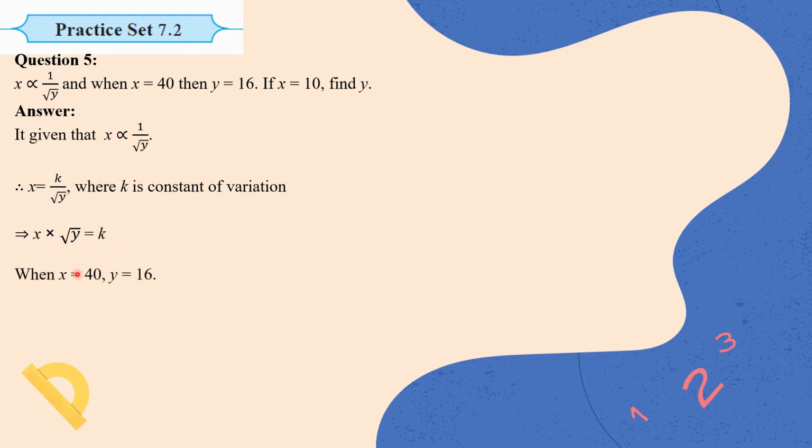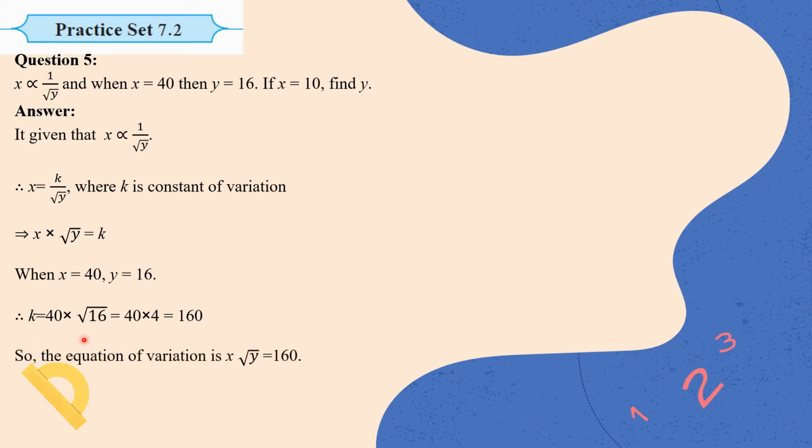Now in the question it is given when x is 40, y is 16. Substitute the values of x and y in your equation of variation and find out the value of k, that is constant of variation. So you'll have k equal to 40 into under root of 16, and we know square root of 16 is 4. So you have k is equal to 40 into 4, which is 160. So the value of k, that is your constant of variation, is 160.